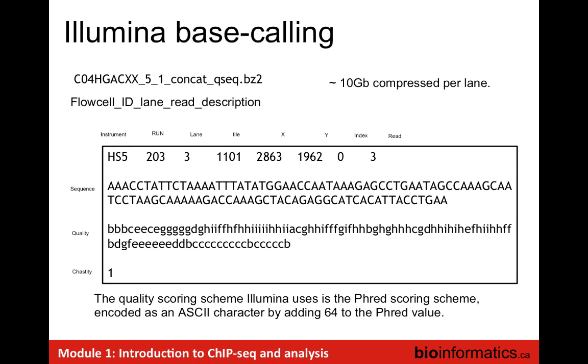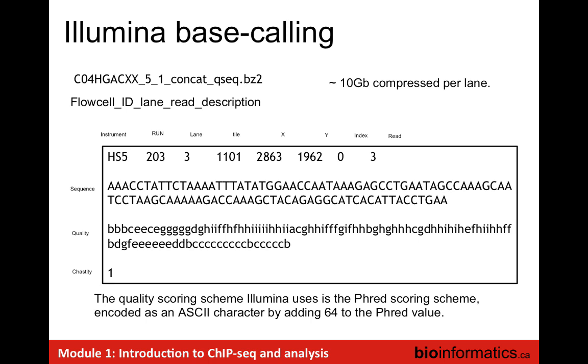So does anybody know what these are? So I told you they're Phred scores, right? So log transformed Phred probabilities, right? So why are they not, why are they letters? Does anybody know? Or how is that encoded? ASCII. Right, ASCII encoded. So they're ASCII encoded, and why do we encode them with ASCII?